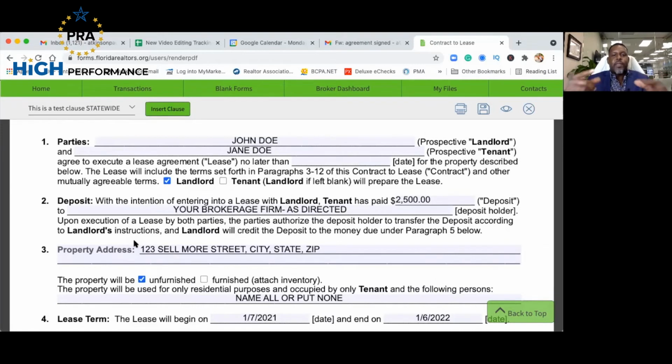But you have to put this with proof of income, credit, application that talks about it. It all depends on what the listing agent is asking for.